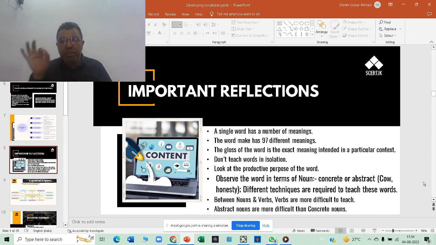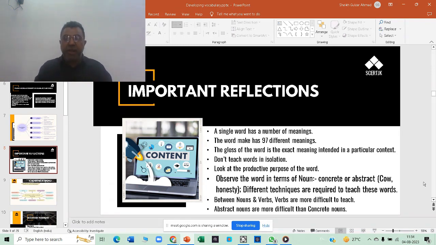अब देखिए word make जो है ना, M-A-K-E, make. If you consult a dictionary and see, it has got 97 different meanings. Word make की 97 different meanings हैं. तो जब आपको context में use करना है तो you can better understand कि कितना शेफ आपको निकालना पड़ेगा पूरे उस सीड से बाहर, और फिर उसके बाद आपको ढूंढना पड़ेगा कि which one is the right context or meaning of the word. So the gloss of the word is the exact meaning intended in a particular context.